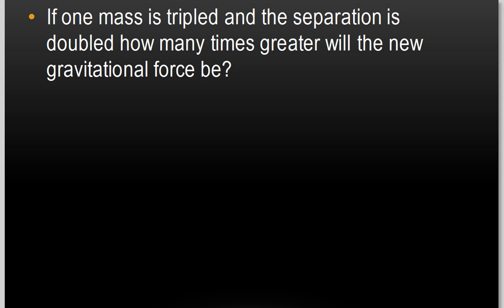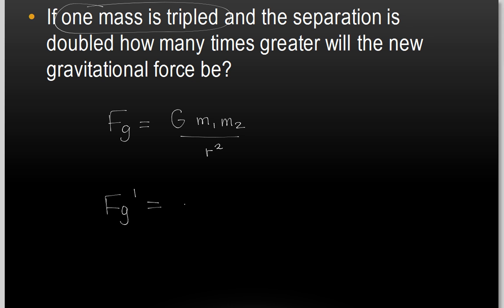Now see if we can do this one quickly. One mass is tripled and the separation is doubled. Okay, so let's just use the formula that we were given at the beginning. G m1 m2 over r squared. Start an Fg prime. This is going to be a new expression based on what's happening. So one mass is tripled, so I'll change m1 to 3m1. m2 is left alone, and then the separation is doubled, so r becomes twice r. How many times greater will the new force be?